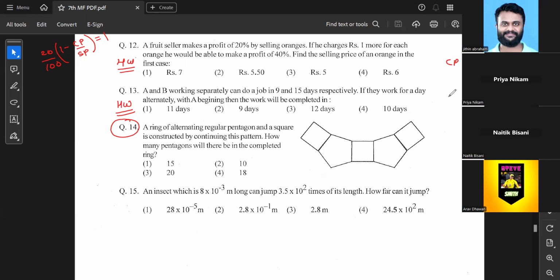Yes, sir, yes. And if the cost price is 5 rupee, that means the selling price in the initial case was 20% more than it. So selling price should have been 6. So in the initial case, the answer is 6. Okay.